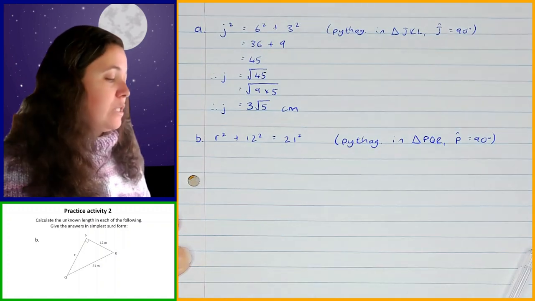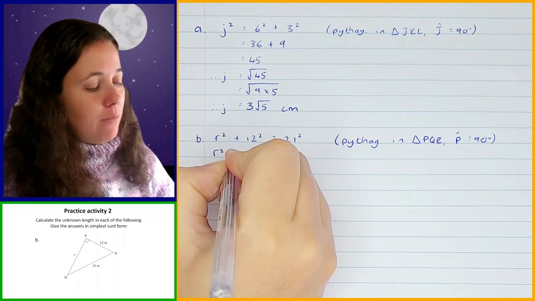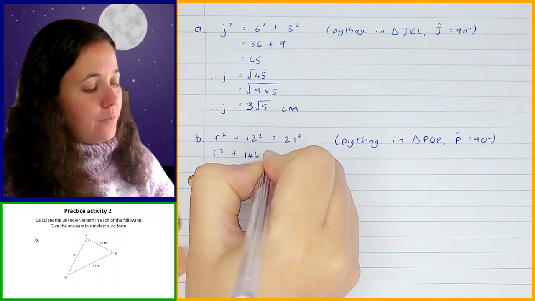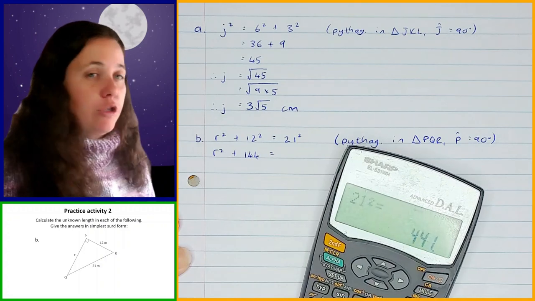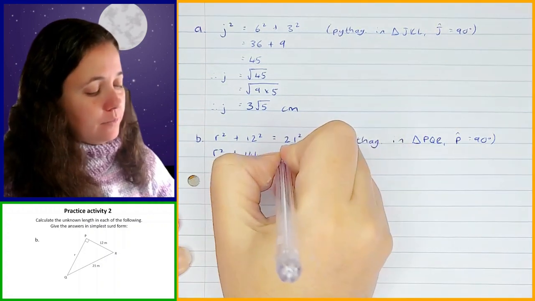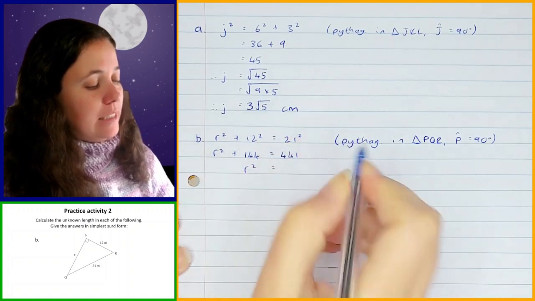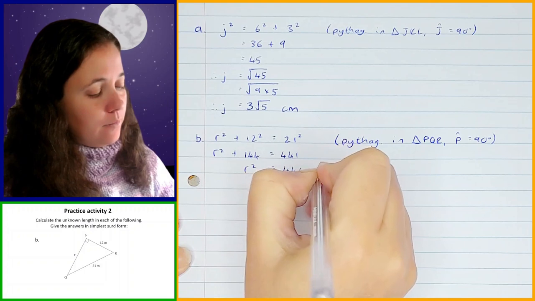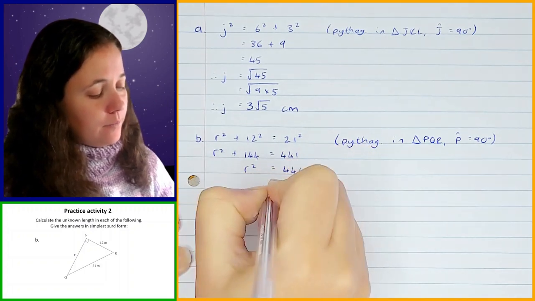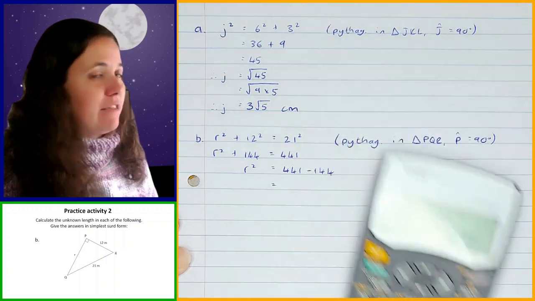Now what we need to do is go and work out what each of these are. So that's R squared plus 144 is equal to 21 squared, which is 441. Right, so now R squared is equal to 441 minus 144. That gives us 297.